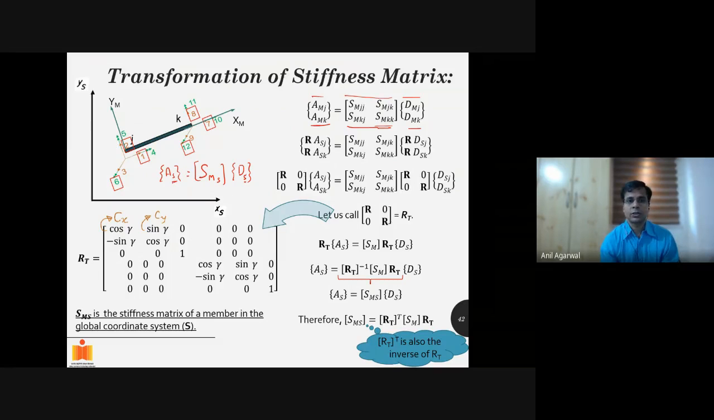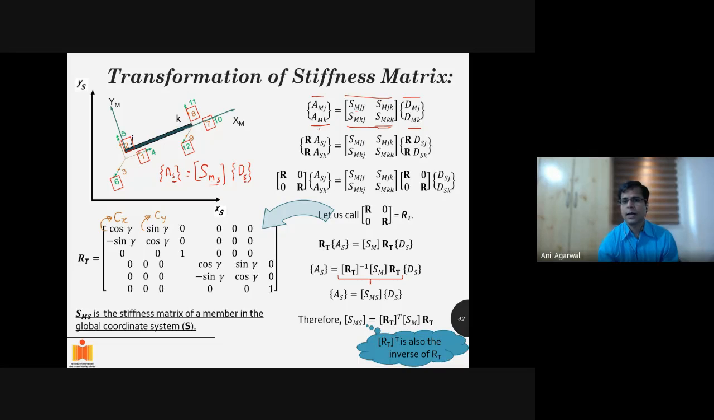And the notation here is S versus M. Fine. So here, this M represents the member coordinate system. But if I write S M S, then it means stiffness of the member in the structural coordinate system. Okay. Fine. So that is S M S in the structural coordinate system.